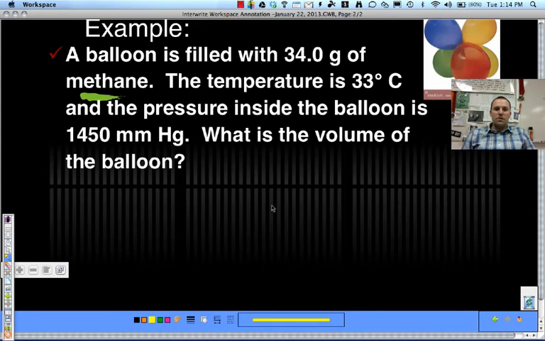A balloon is filled with 34 grams of methane, the temperature is 33 degrees Celsius, and the pressure inside the balloon is 1,450 millimeters of mercury. What is the volume of the balloon?